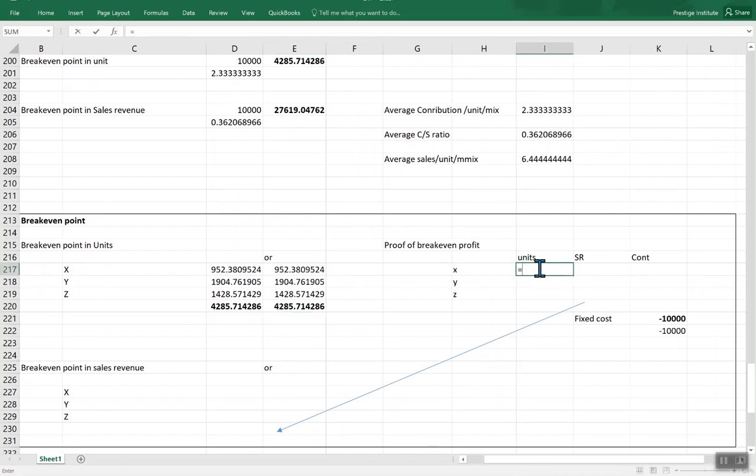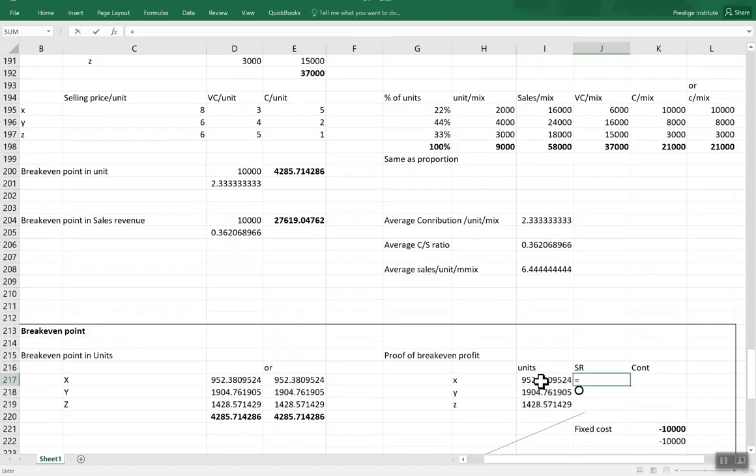So I've already found the units. I will just bring it here and then multiply by the sales price, which becomes 952. Remember, the sales price of X is 8, multiply by 6, multiply by 6 as well.